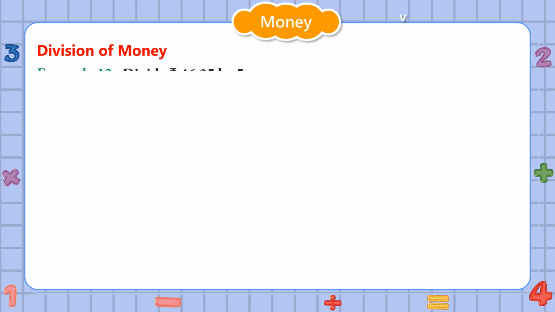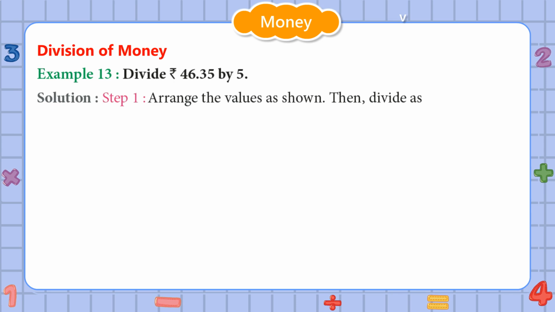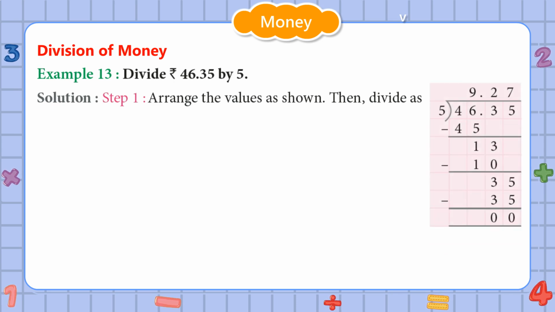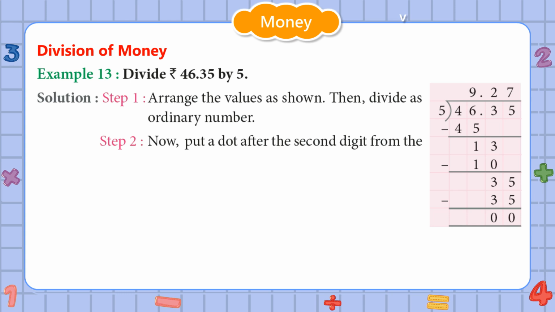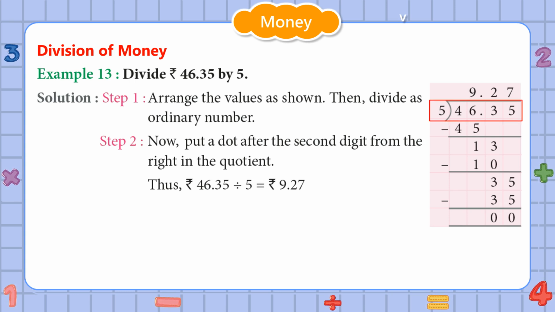Division of money. Example 13. Divide rupees 46 and 35 paise by 5. Solution. Step 1. Arrange the values as shown. Then divide as ordinary numbers. Step 2. Now put a dot after the second digit from the right in the question. Thus, rupees 46 and 35 paise divided by 5 is equal to rupees 9 and 27 paise.